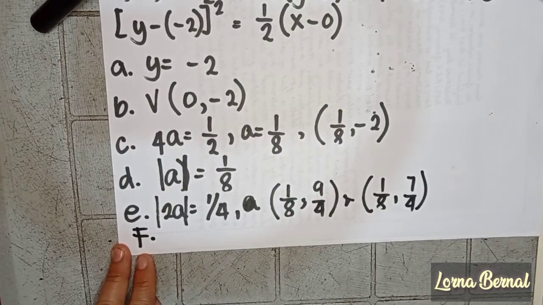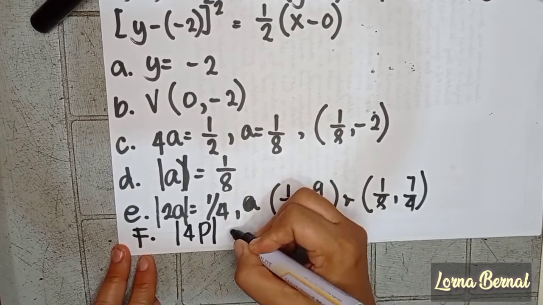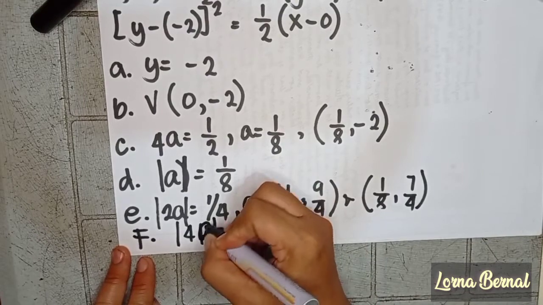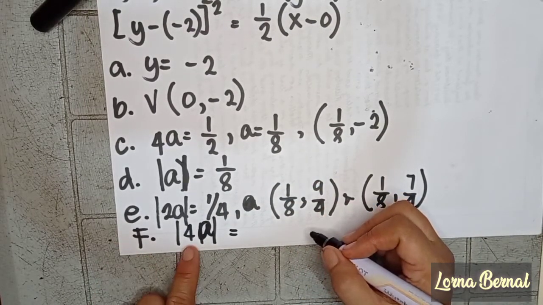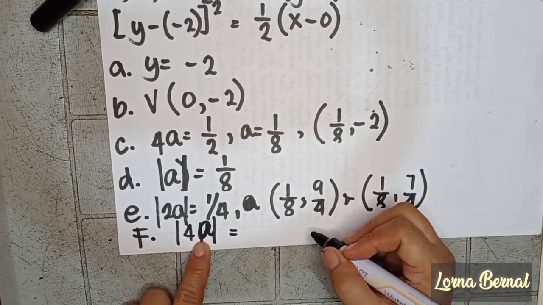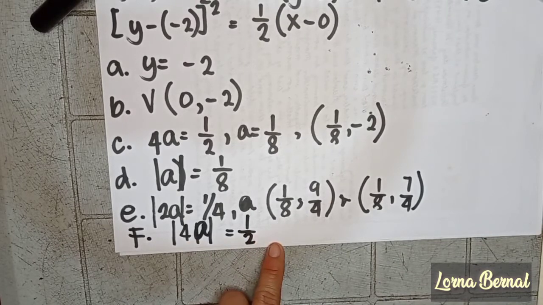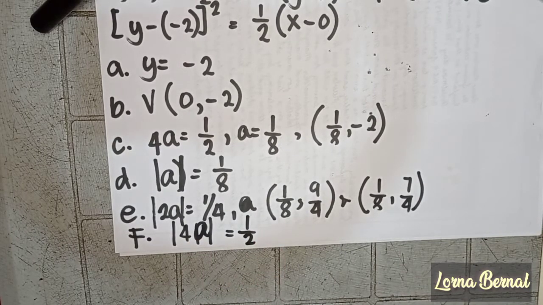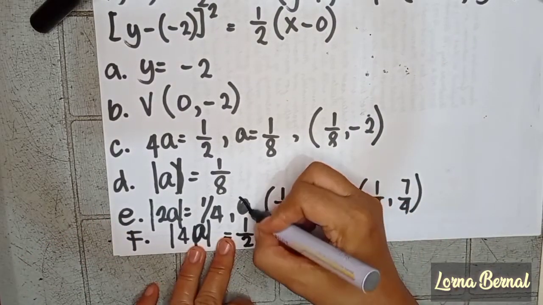Then letter F would be the length of the focal width. So the length of the focal width would be the absolute value of 4a. So 4 times 1/8, we have now 1/2. So it is 1/2 unit. That's our focal width. For the graph, it is left for you to do.